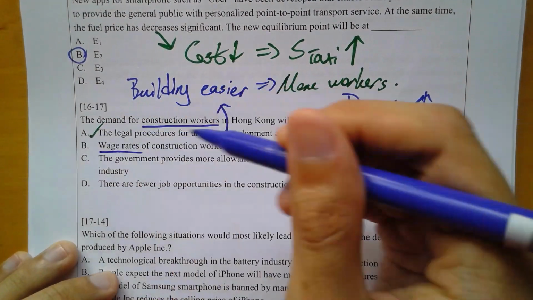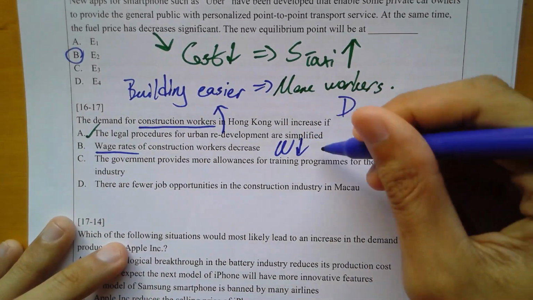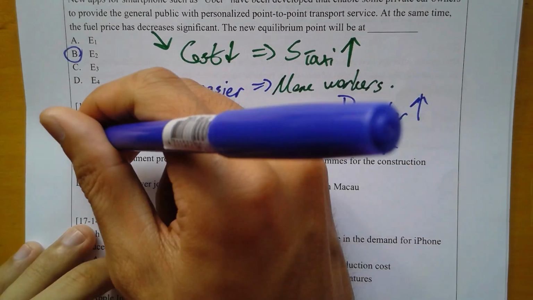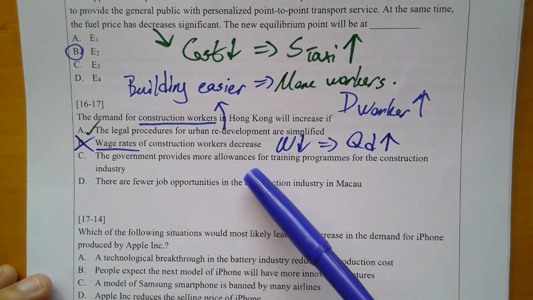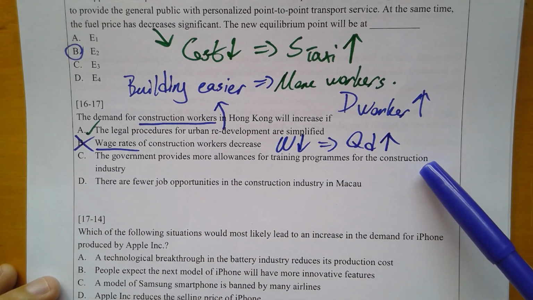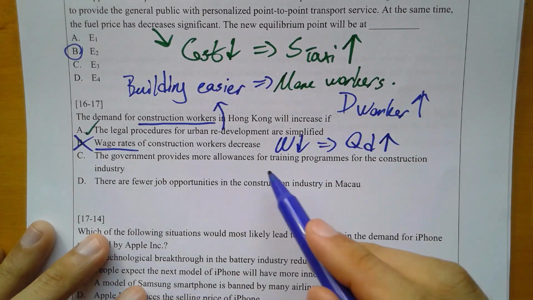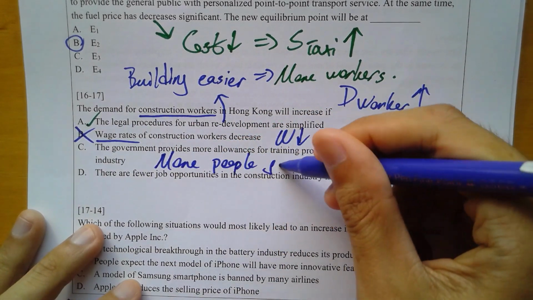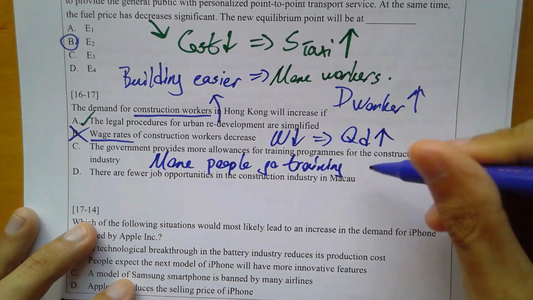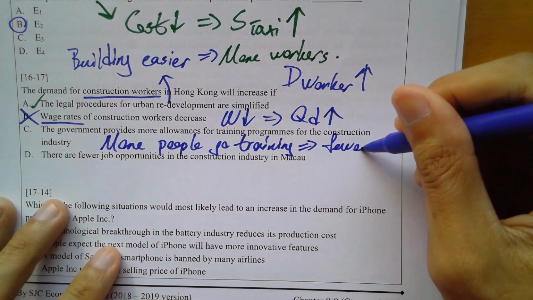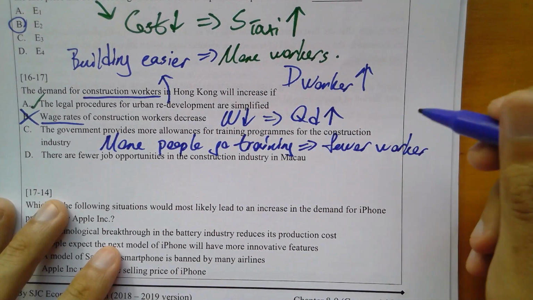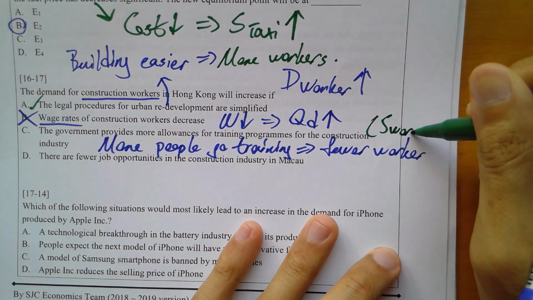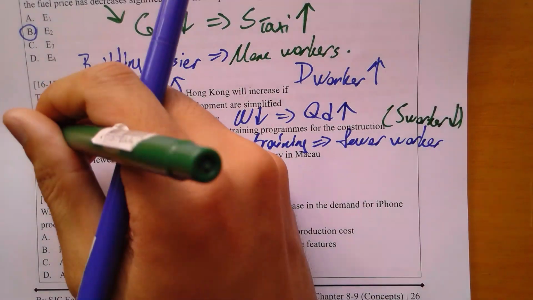Alright, now, wage rate decreases. Remember? Wage decrease, it is the QD for workers increasing, but not demand for workers, so B is not correct. The government provides more allowance for training programs for the construction industry. More allowance for training, so more people go training. Which means fewer workers, everyone is studying instead of working. So actually, this one leads to a supply of workers decrease. Still not the answer we want.